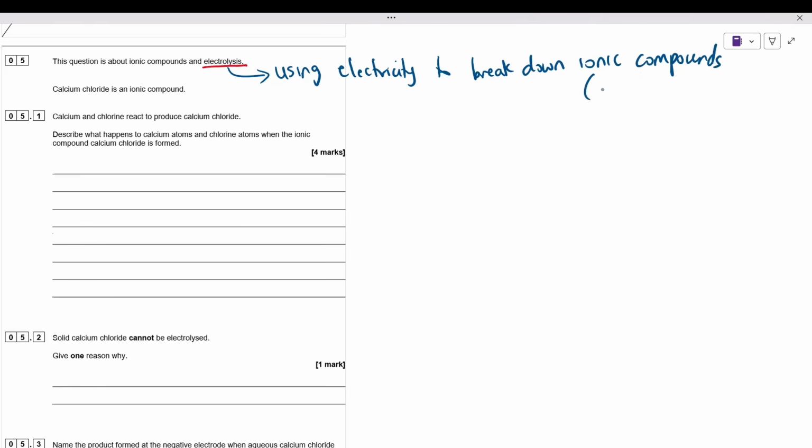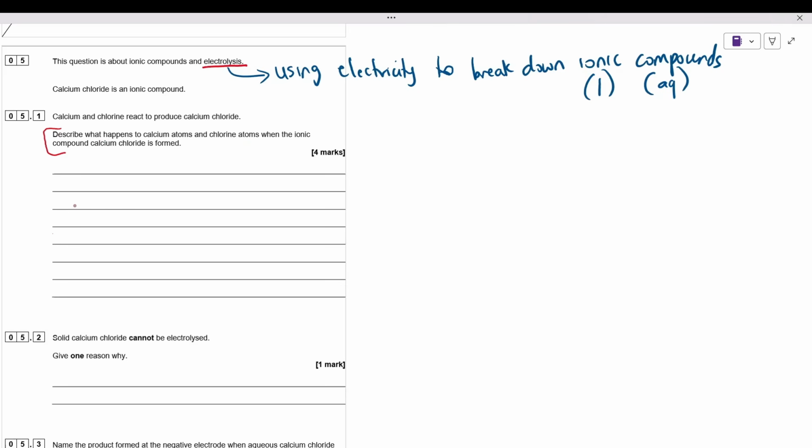And bear in mind, these ionic compounds must be either molten or liquid, or aqueous, which means dissolved in water, because those ions need to be mobile. They need to be able to move about freely in order for this process to take place. So we're just using electricity to break down an ionic compound. And in this case, the ionic compound is calcium chloride. Now, this question asks us to describe what happens to the calcium atom and the chlorine atom in order for this ionic compound to be formed.